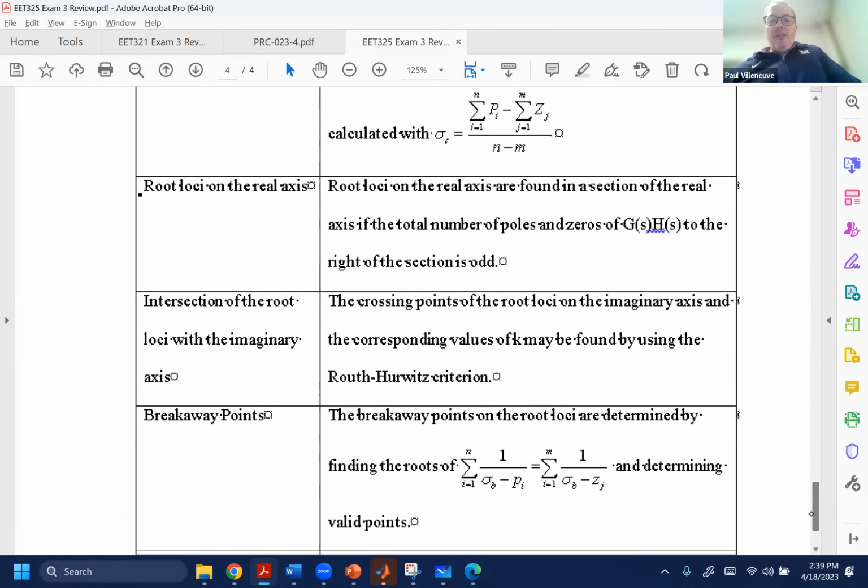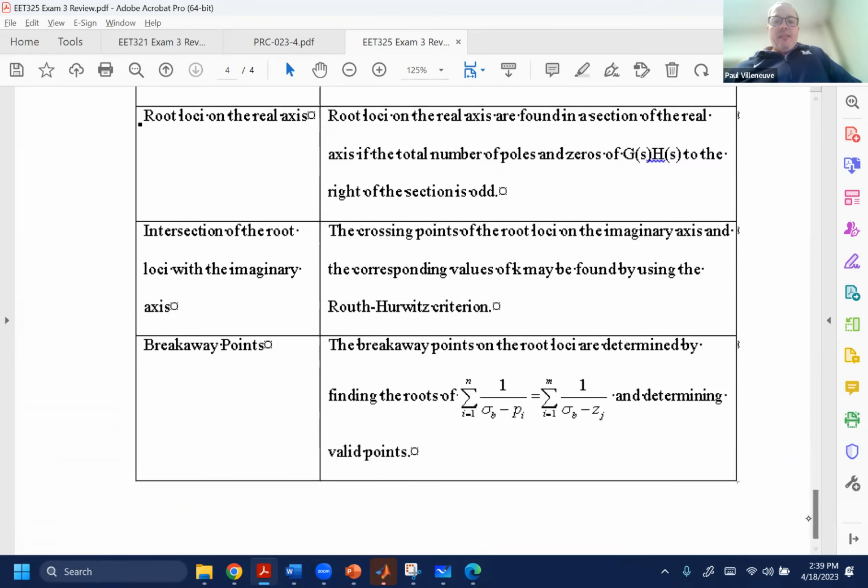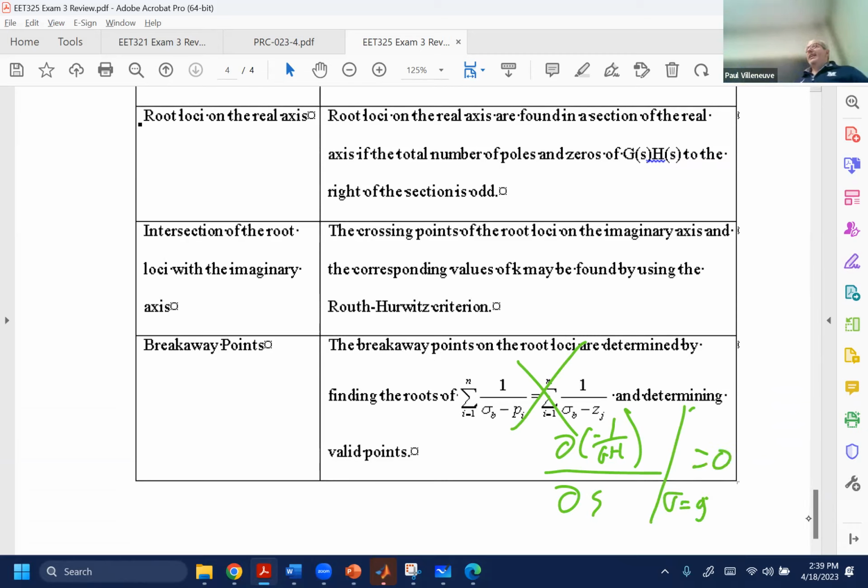Then I will include this. Don't worry about this. I gave you the partial of minus 1 over GH. That's the way that we could do it. This is another way to calculate it, but I replaced that with another one.